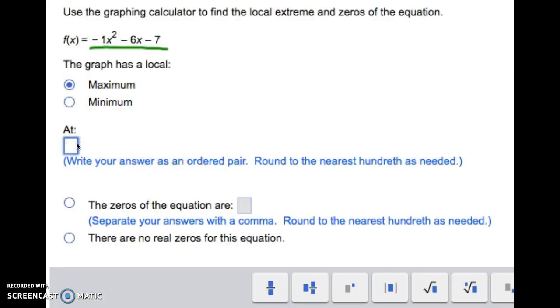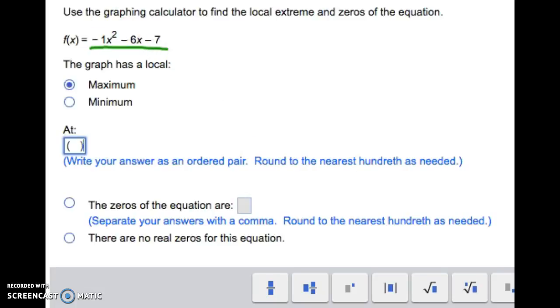The next thing, it says at Math Excel, it wants to know where the maximum is, which is your vertex. It is going to be coordinates. So I'm going to go ahead and type in a set of parentheses, and I'm going to go ahead and put the coordinates in. And I'm going to show you how to do that with the graphing calculator, how to find them. And notice how it says round to the nearest hundredth.